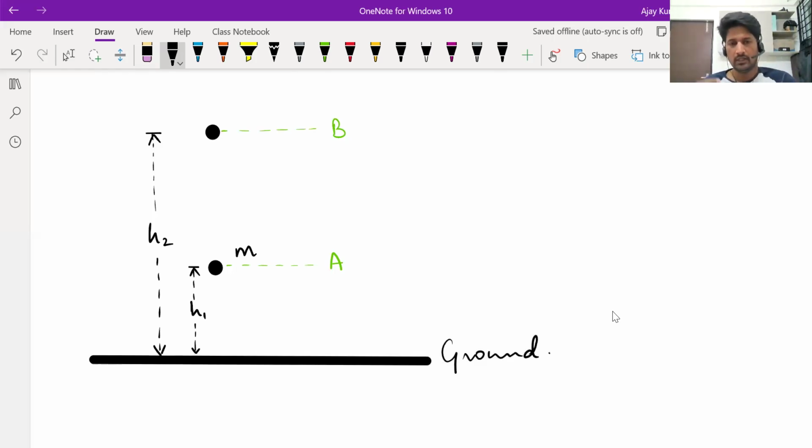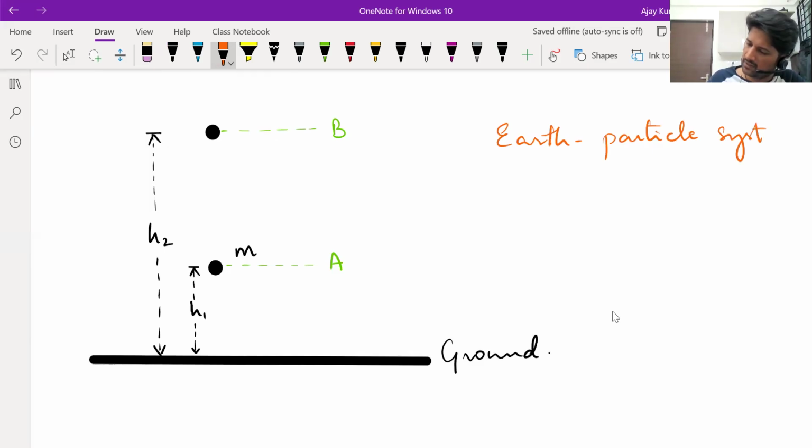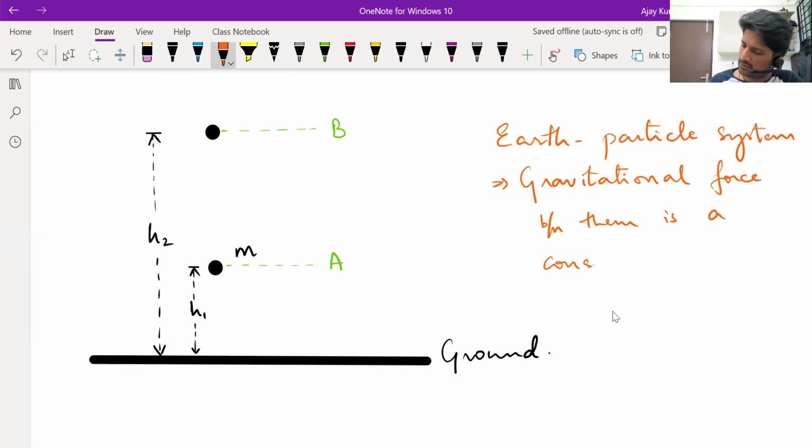Now this particle is always attracted or acted upon by the Earth's gravitational force. Now you know gravitational force is a conservative force. So if you consider the Earth-particle system, assume Earth and particle as one system, then the gravitational force between them is a conservative internal force to this system.